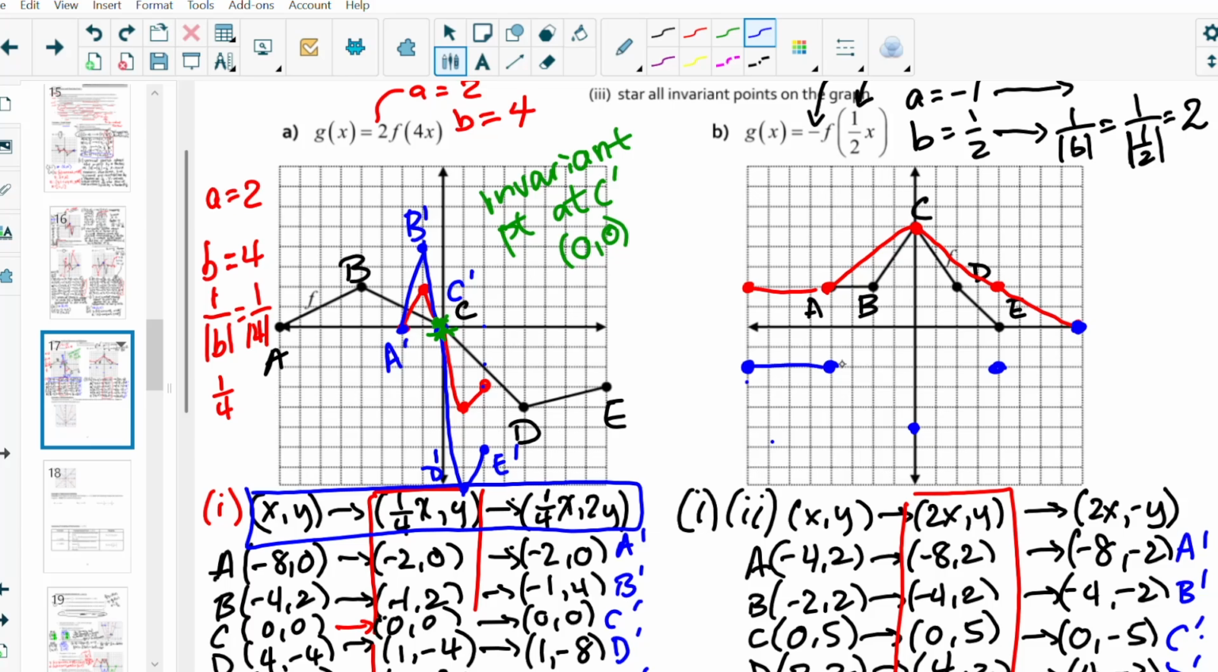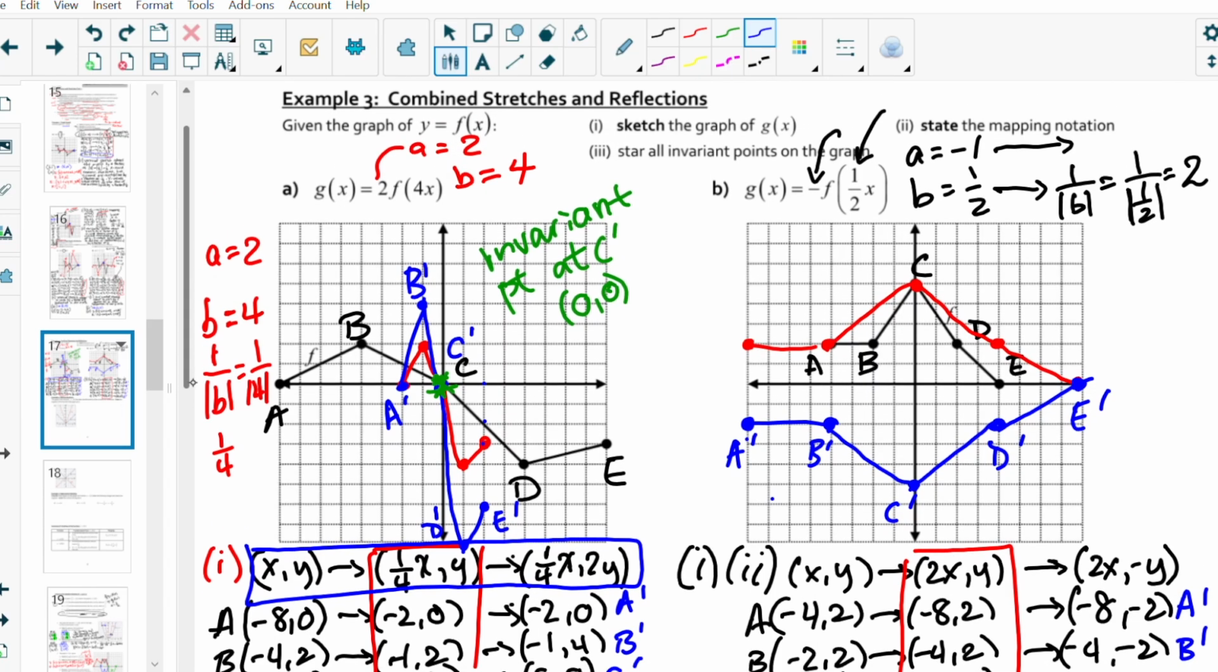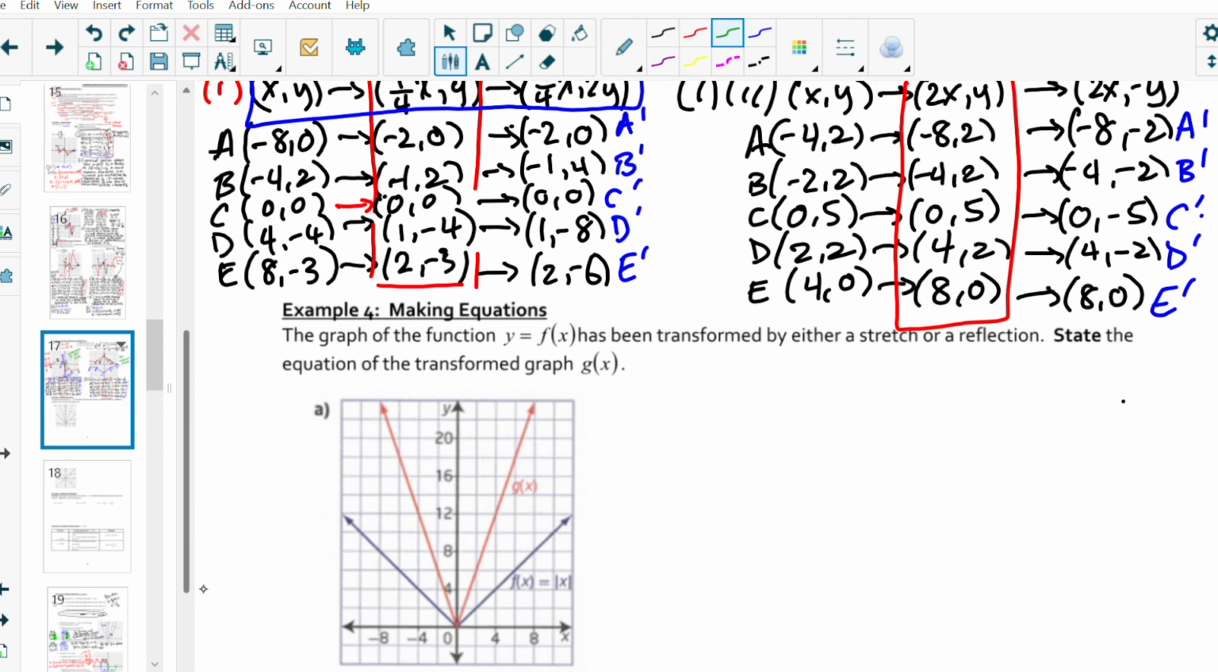Oh, no, sorry, (8, 0). Okay, join the points. A prime, B prime, C prime, D prime, E prime. Okay, last part, star all invariant points on the graph. There are none. Invariant points means throughout the entire transformation from start to finish, there are no points that remain the same throughout. Okay? All right.